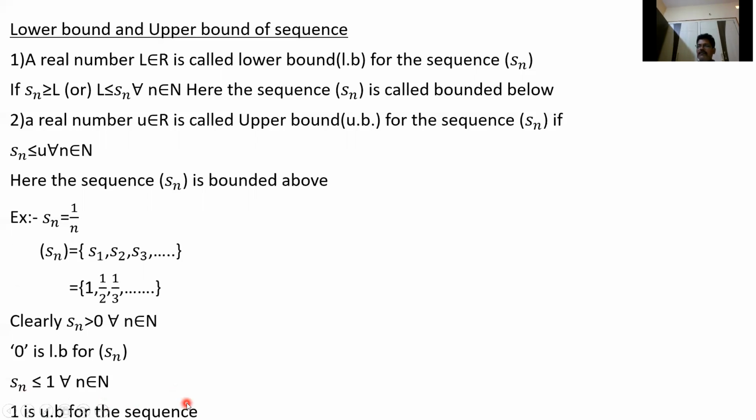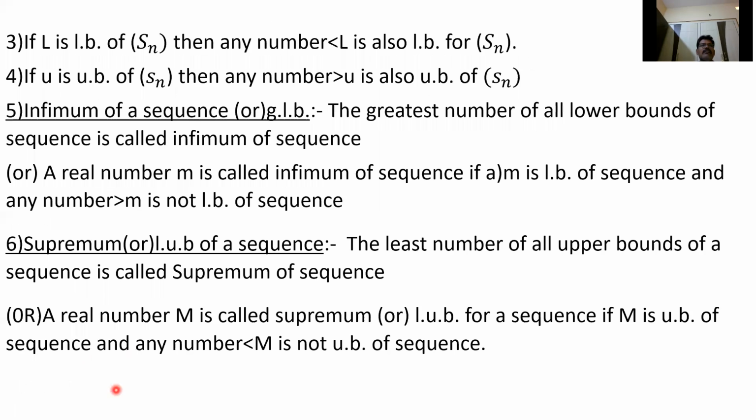So if U is an upper bound for the sequence Sn, then any number greater than U is also an upper bound. Any number greater than 1 is also an upper bound for this sequence. For example, 4 is greater than 1, so automatically every term Sn is less than 4, because it is always less than or equal to 1. So if U is an upper bound of Sn, then any number greater than U is also an upper bound of Sn.